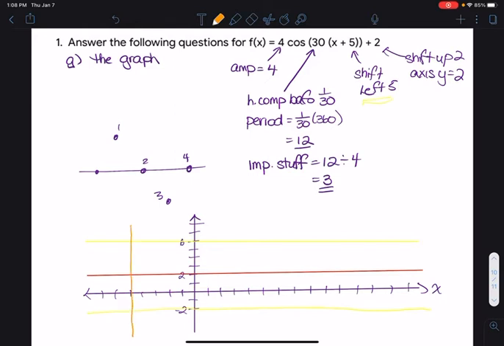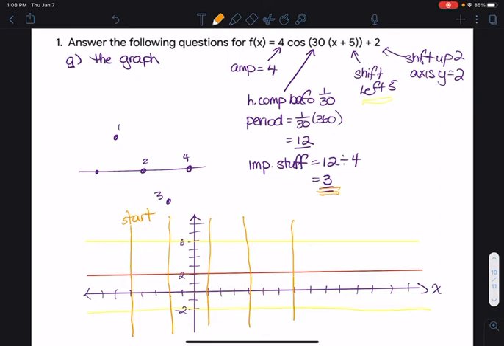And then the important stuff, this is my start, and the important stuff happens every 3 ticks. So I'm going to draw lines every 3 ticks. 1, 2, 3, draw a line. 1, 2, 3, draw a line. 1, 2, 3, draw a line. 1, 2, 3, draw a line.